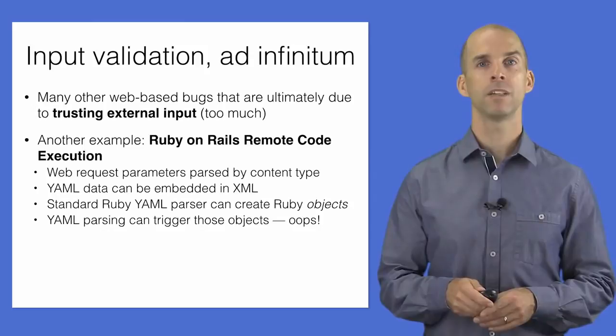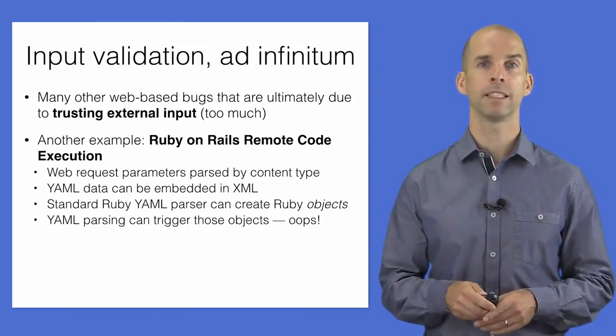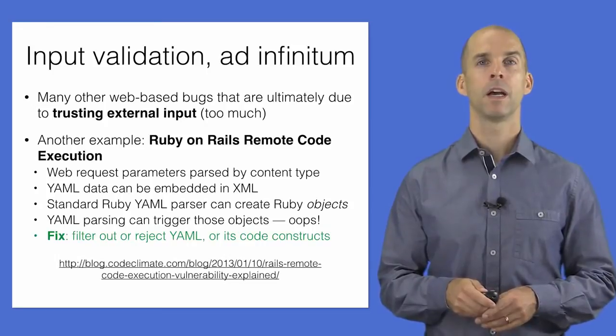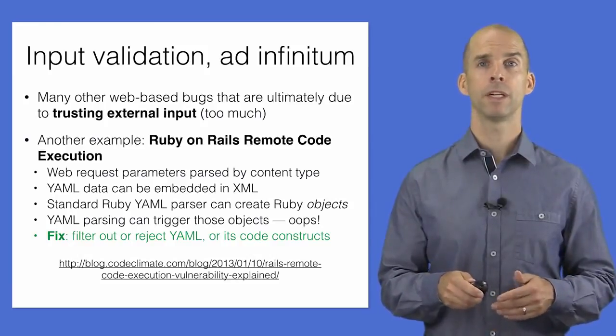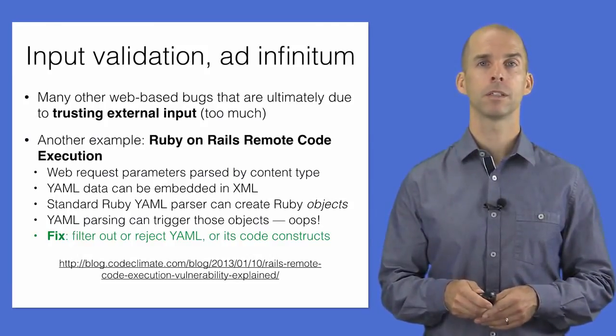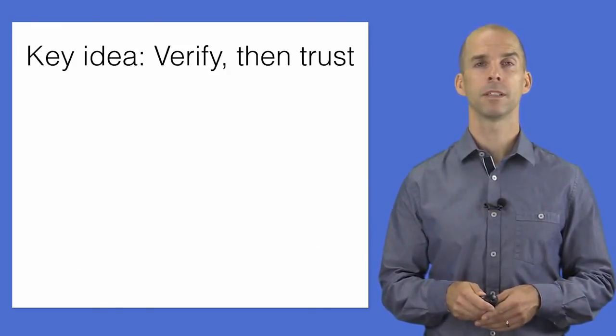The problem is hidden from the application developers because the bug is in the Ruby on Rails framework and not the application. A fix to validate the input might be to reject YAML altogether, or to reject YAML encoded objects that embed code. Of course, as with XSS, holes in the filters mean that vulnerabilities will persist.